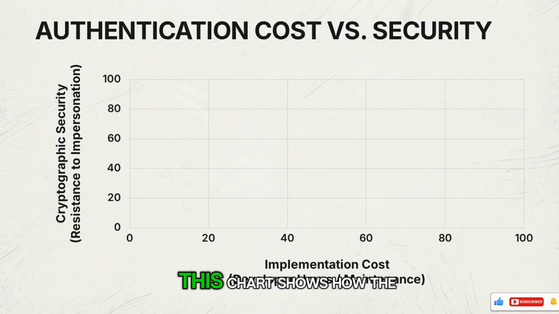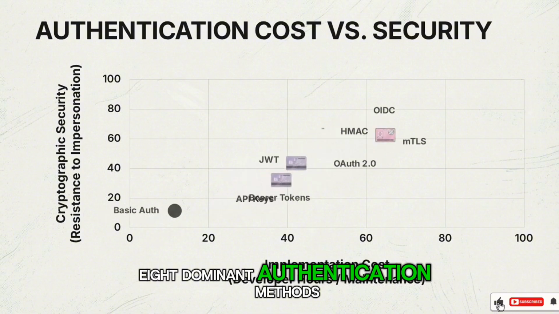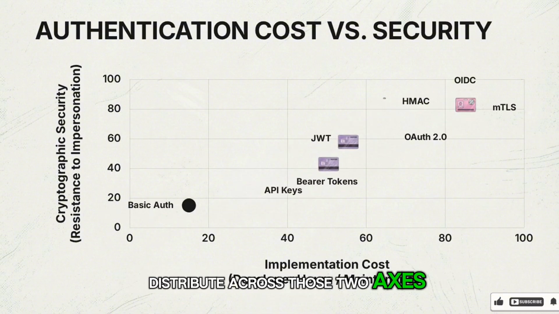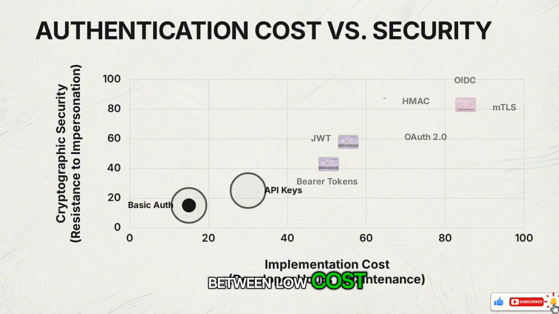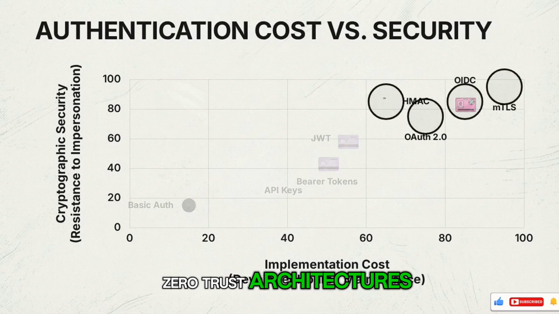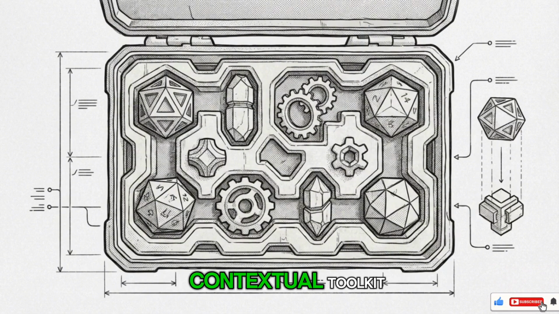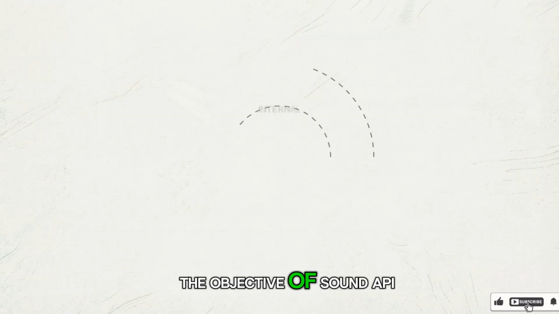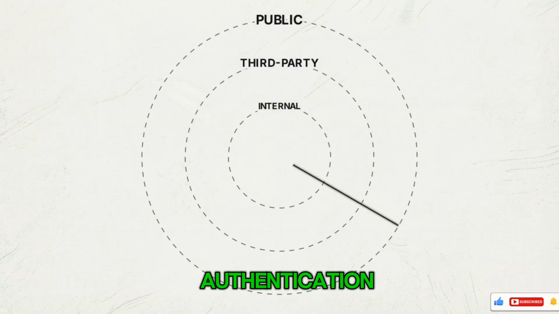the other. This chart shows how the 8 dominant authentication methods distribute across those two axes. You can see the spread between low-cost, low-complexity options and the rigorous requirements of zero-trust architectures. These methods form a complete contextual toolkit. The objective of sound API design is to match the authentication protocol to the specific trust boundaries of the system.